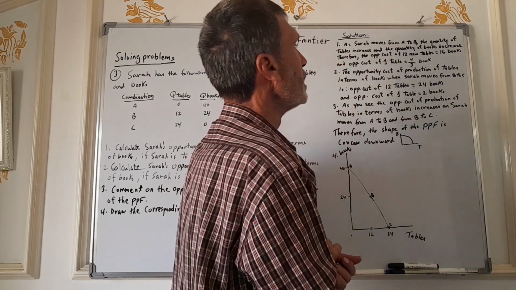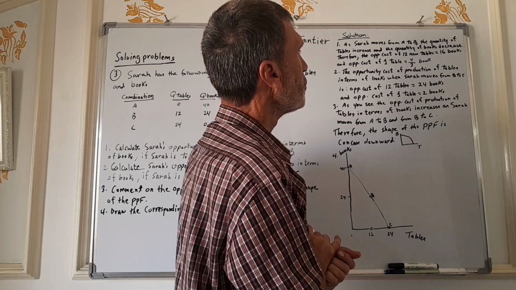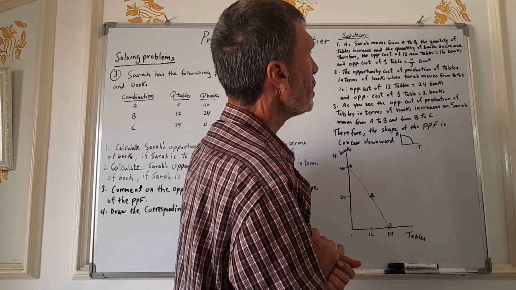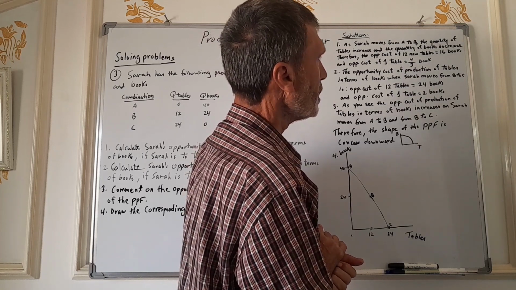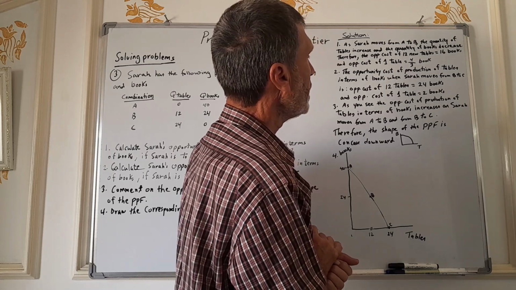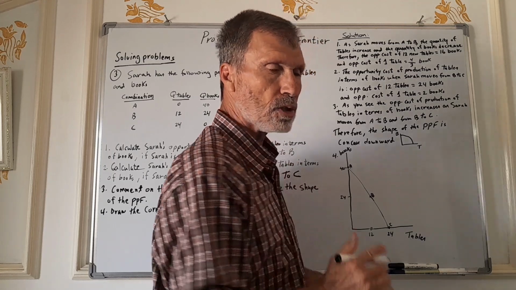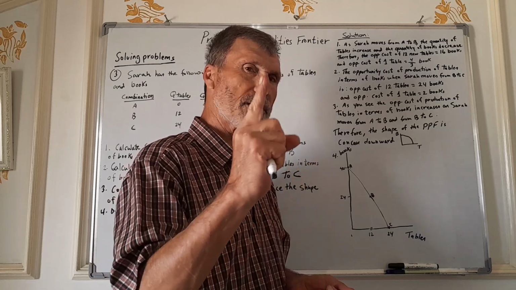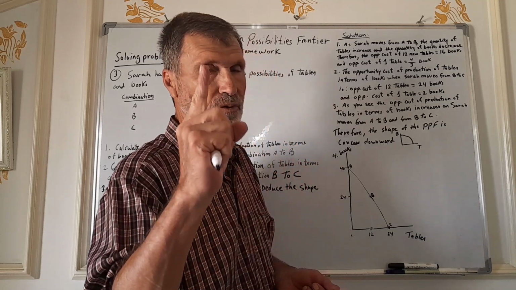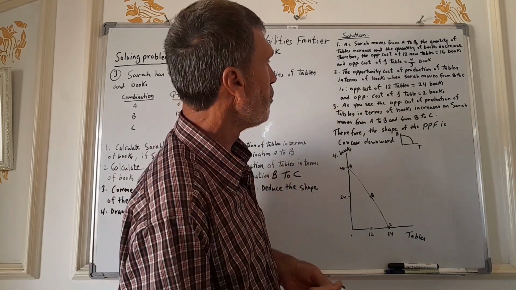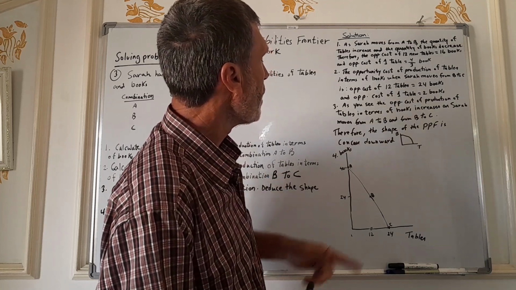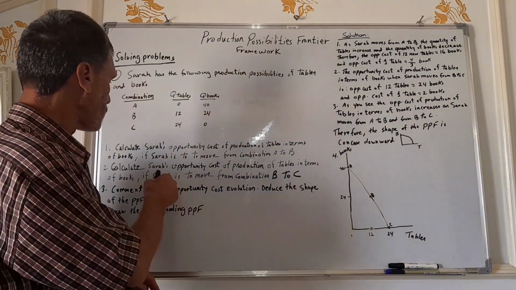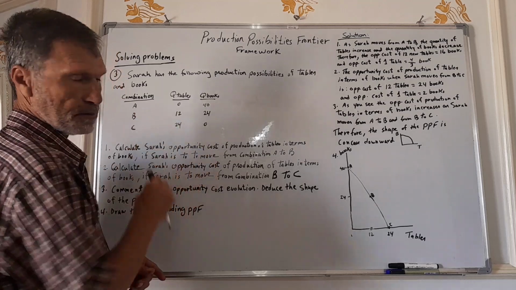Why? Because we divide by 12, so if we divide both sides by 4, we come up with 4/3. So one table is 4/3 book. So the opportunity cost of one table is going to be equal to 4/3 book. Now we move to talk about the opportunity cost of Sarah as she moves from B to C.